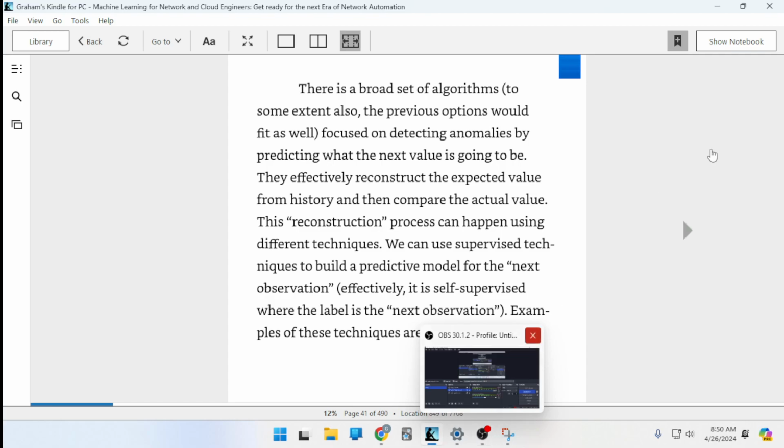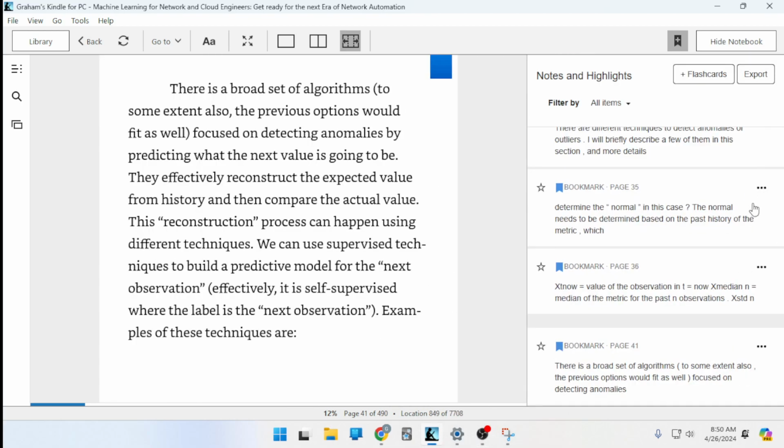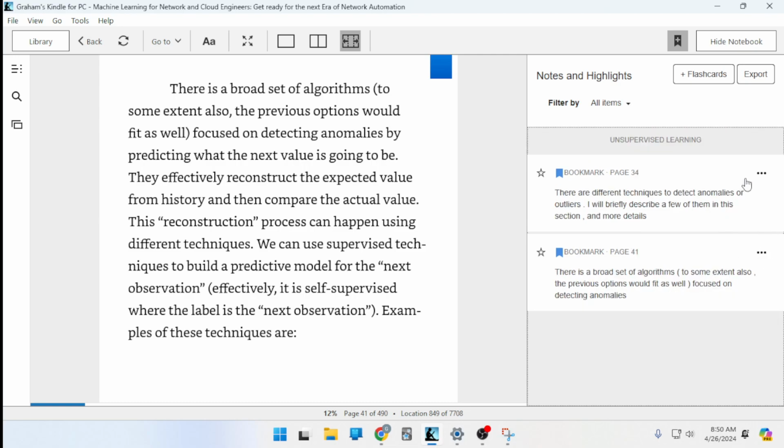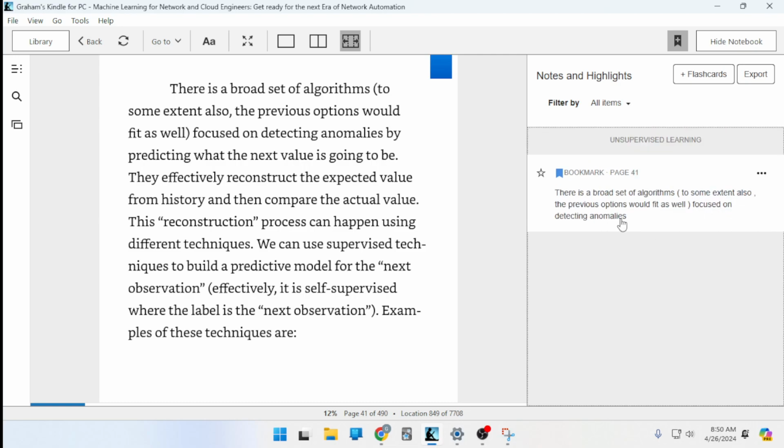Thanks for watching. And well, let me make sure that I have this finished here. So I'm going to hide the notebook, show it again, and go to the older bookmarks and delete them, and make sure I've skipped ahead to the current one on page 41.